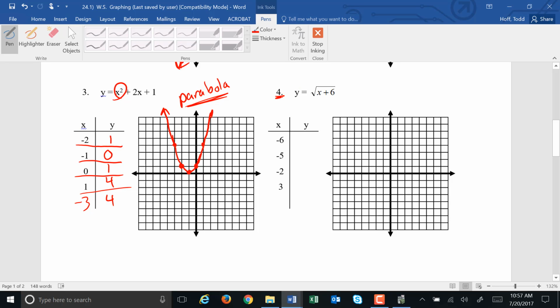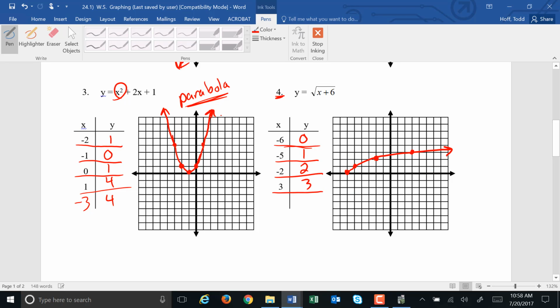Did anybody get number 4 done? Okay, well, we'll put them on there. If you got x is negative 6, what's y? 0. So negative 6, 0 is right there. If x is negative 5, what's y? 1. So negative 5, 1 is right there. X is negative 2, what's y? 2. So negative 2, 2 is right there. If x is 3, what's y? 3. So 3, 3 is right there. We get a curve like that.